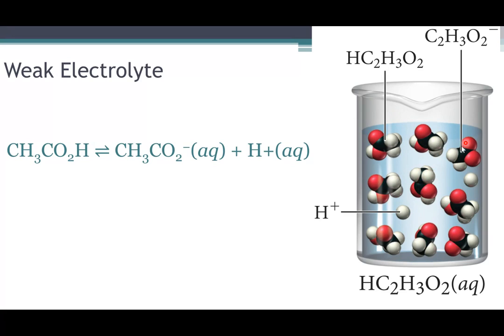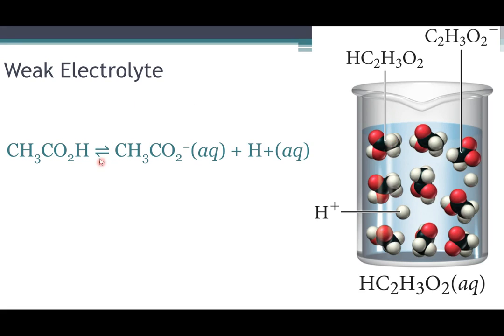And then what we see right here is sometimes it breaks apart. So here is the acetate ion and the hydrogen. Those broke apart. Here's the acetate ion and the hydrogen. Those two broke apart. So every once in a while, one of these molecules will break apart, but a majority of them just stick together. So that's an example of a weak electrolyte.